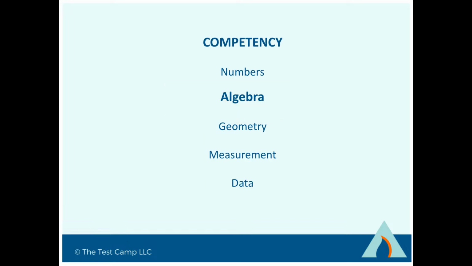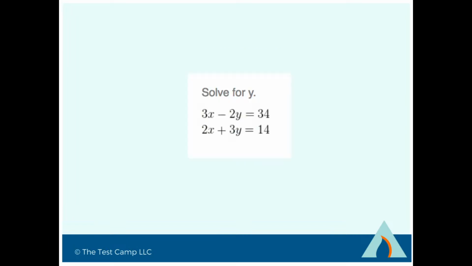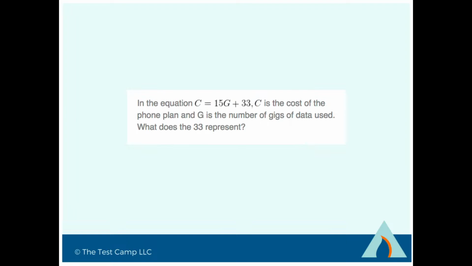The next competency then is algebra. This is one of the easiest ones to identify. Maybe not the easiest to solve, but it is easy to identify. And so how can you tell if it's an algebra question? Well, there's going to be some variables in there, or maybe some equations. Here's another example. Algebra, right?